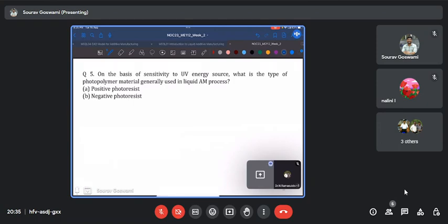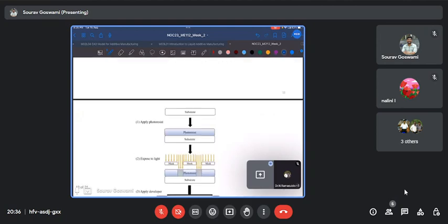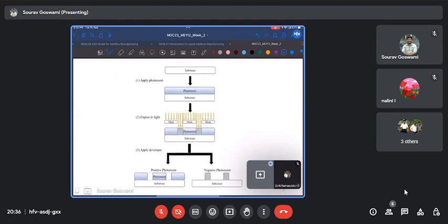Question 5 asks us to determine, on the basis of sensitivity to UV energy source, what is the type of photopolymer material generally used in liquid AM processes? Is it a positive photoresist or is it a negative photoresist? So we may have studied this in a course that discussed optical lithography, but for a quick recap, there are two sorts of photosensitive materials or photoresists. One is called a positive photoresist, the other is called a negative.